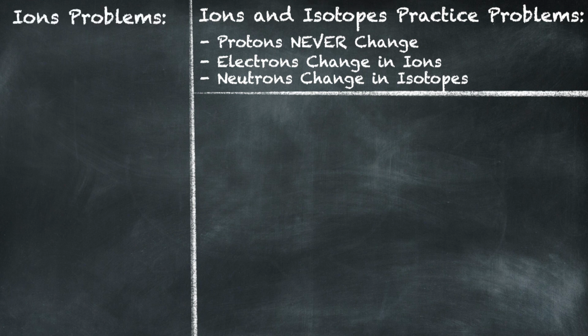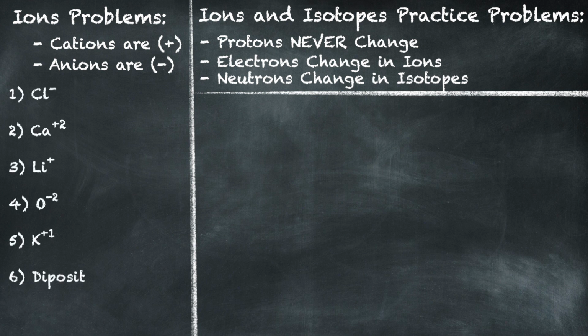First, let's start with ions. Remember, cations are positively charged while anions are negatively charged. This means an anion has more electrons than protons, while a cation has more protons than electrons. So let's identify how many protons and electrons are in the following ions. Chlorine 1 minus, calcium plus 2, lithium plus, oxygen minus 2, potassium plus 1, dipositive zinc ion, tri-negative arsenic ion.